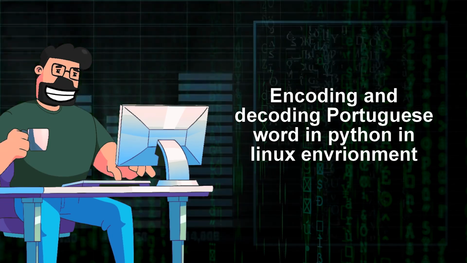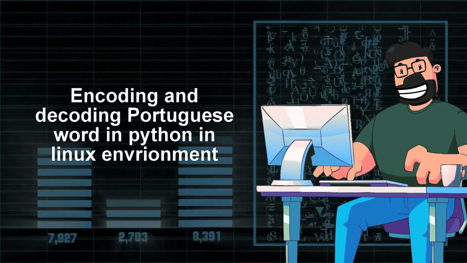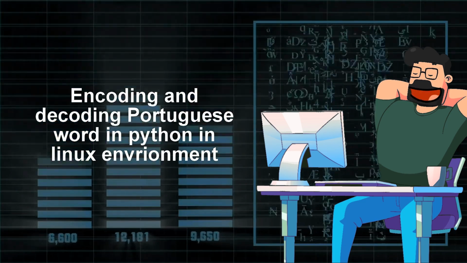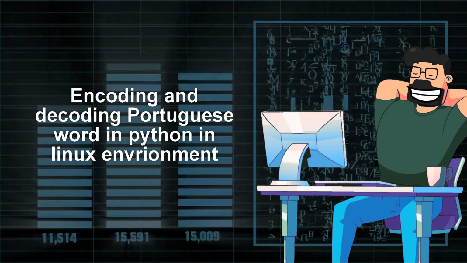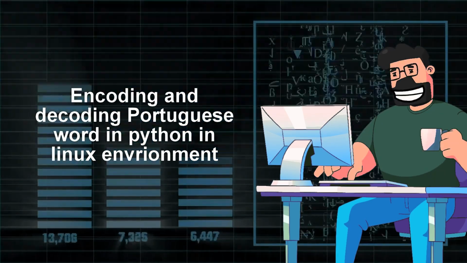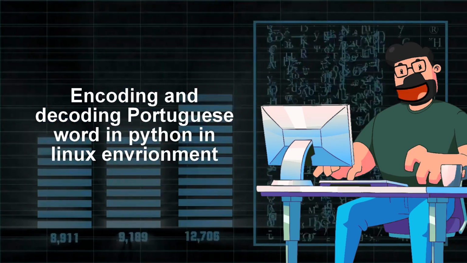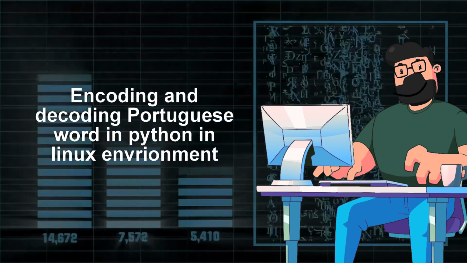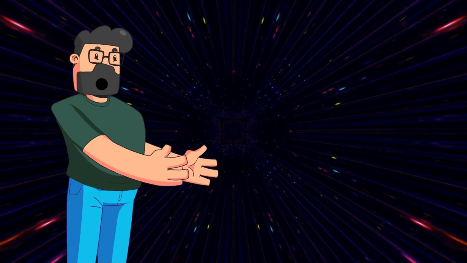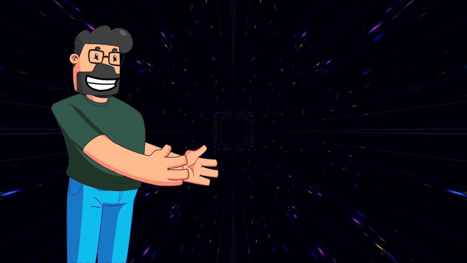correct output. Solution accomplished. By incorporating the UTF-8 flag into our OpenSSL command in a Linux environment, we've successfully resolved the encoding and decoding issue that was causing different outputs for Portuguese words. It's a simple, yet effective fix that ensures our code handles special characters accurately, leading to consistent results regardless of the operating system used. In summary, we've delved into a common problem encountered when encoding and decoding Portuguese words in Python across different operating systems.